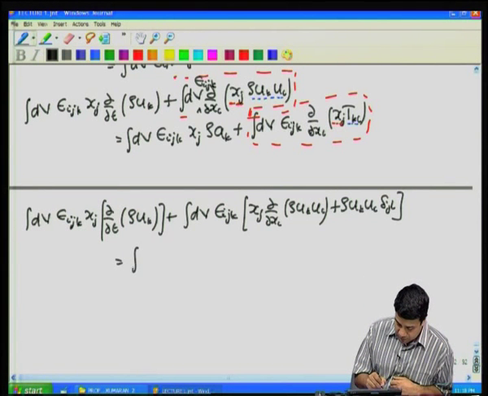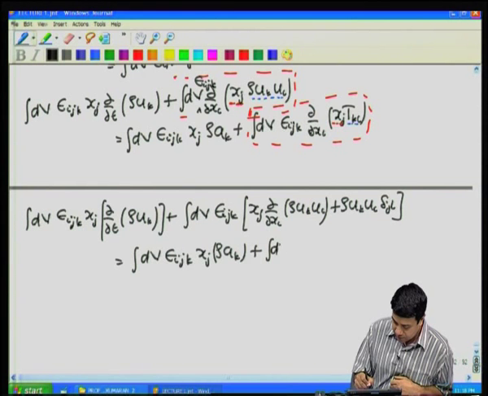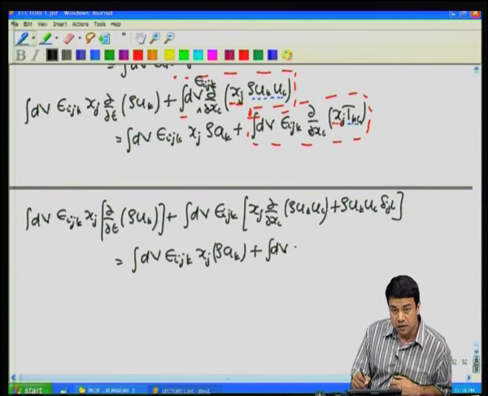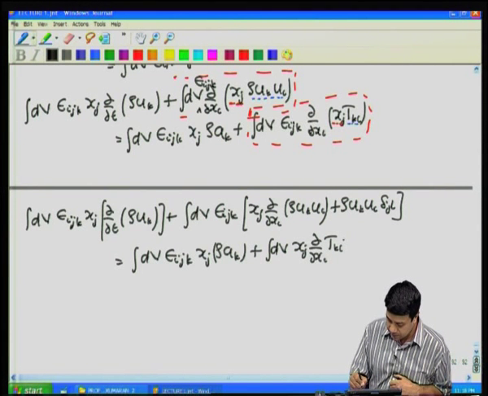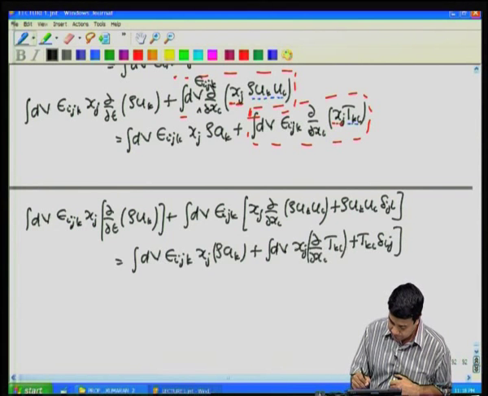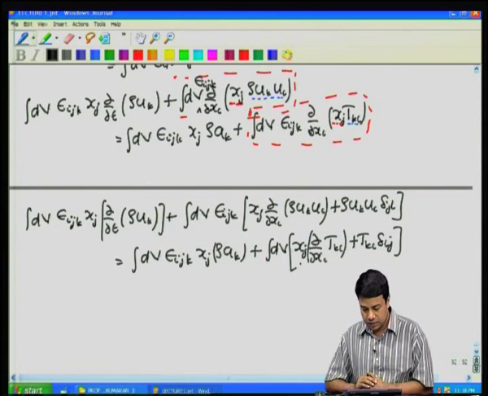On the right hand side, I have integral dv epsilon i j k x j rho a k plus integral dv. Once again, I do a differentiation using the chain rule in terms of those two terms, x j and t k l. The first one will just be x j partial by partial x l of t k l plus t k l delta l j, because partial by partial x l of x j is equal to delta l j times t k l.